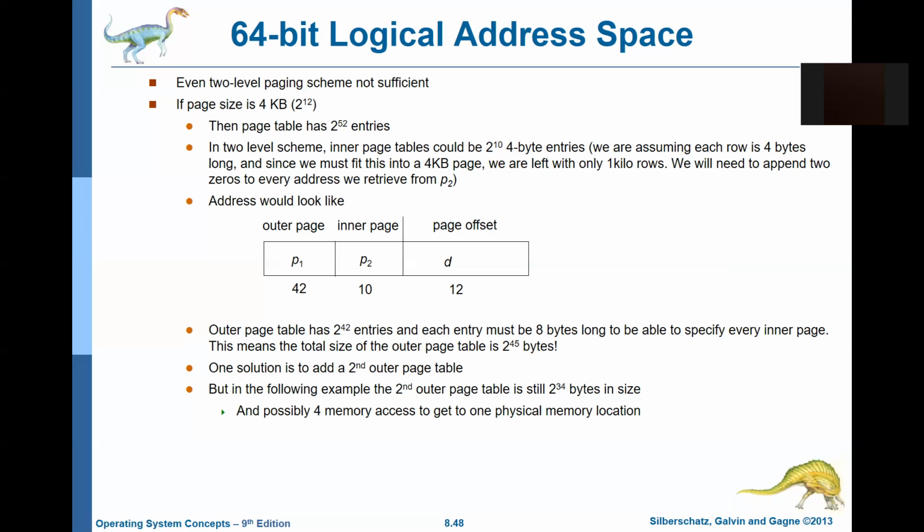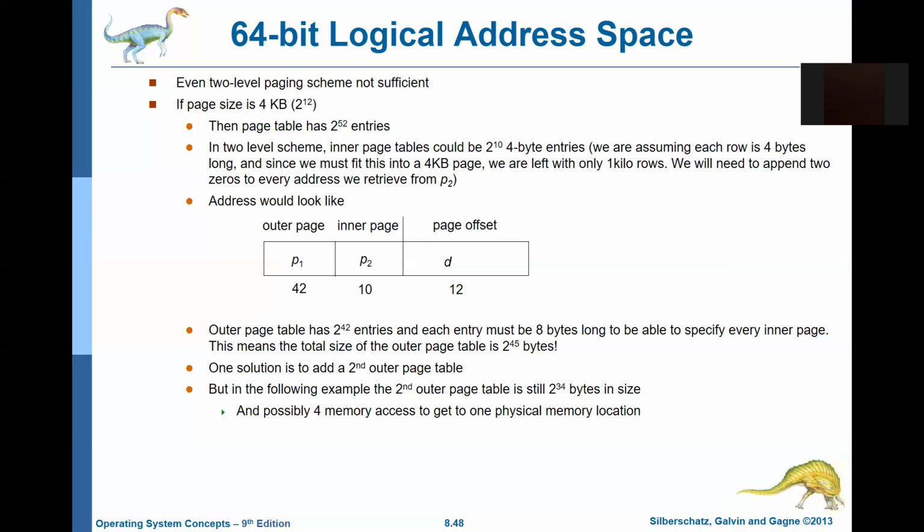Because there's this many entries and they're each 8 bytes, that's 2 to the 45th. So one solution is to add a second outer page, just keep going. Make more and more layers of jumping.